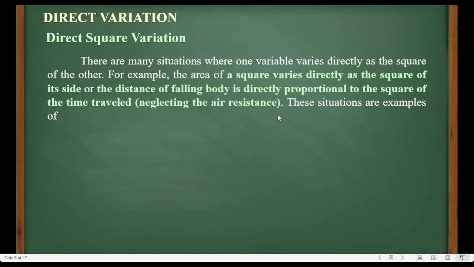Next, we go to the next type of direct variation, and this is the direct square variation. Now, there are many situations where one variable varies directly as the square of the other. For example, the area of a square varies directly as the square of its side, or the distance of a falling body is directly proportional to the square of the time traveled, provided that we neglect the resistance of the air. Now, these situations are examples of direct square variation.